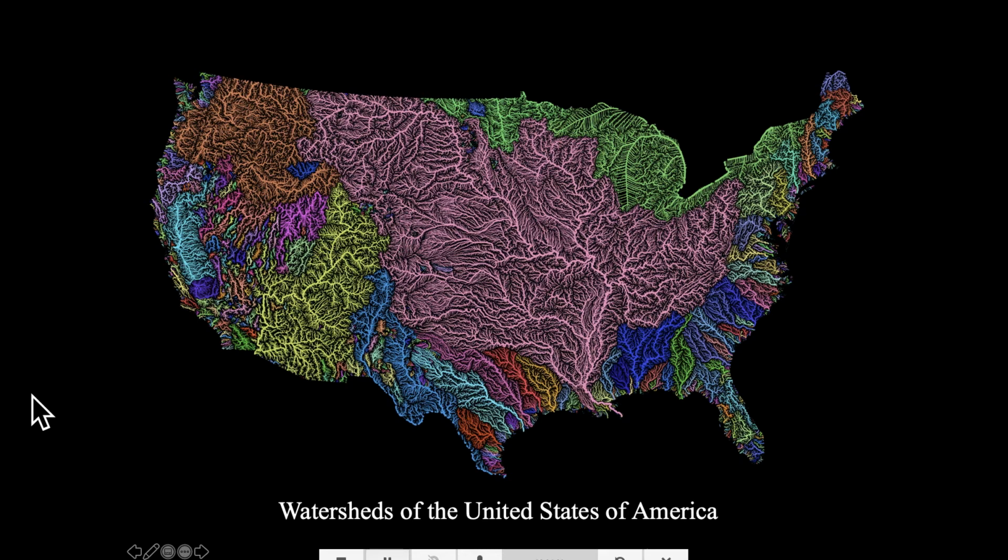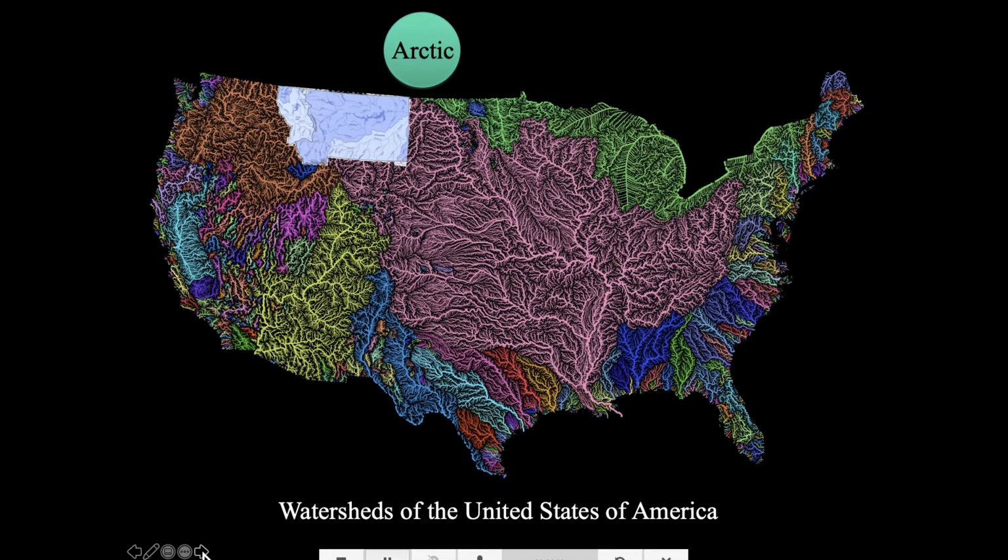Before we start through the tree, we need to briefly go over the watersheds, not necessarily of the entire United States, but more specifically of Montana. Montana is pretty unique in that it is a headwater state. So what do I mean by this? We have waters that flow towards the Arctic, the Pacific, and the Atlantic.